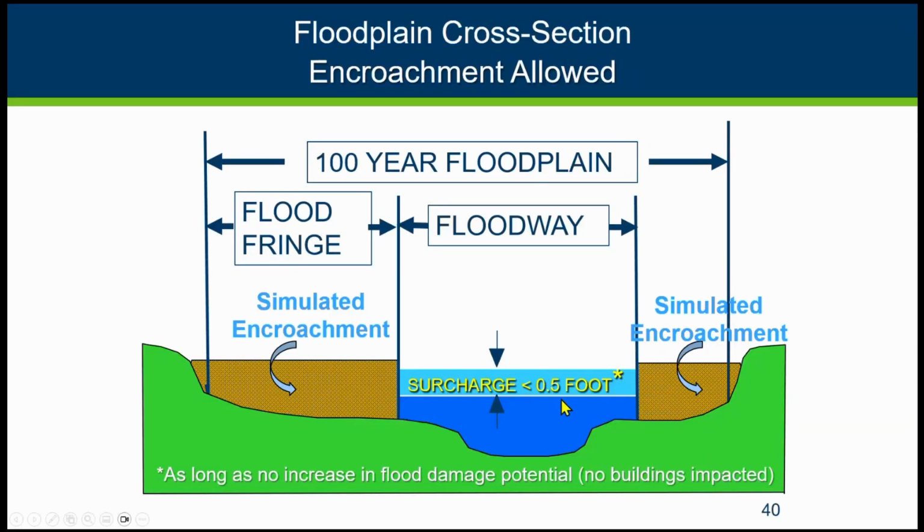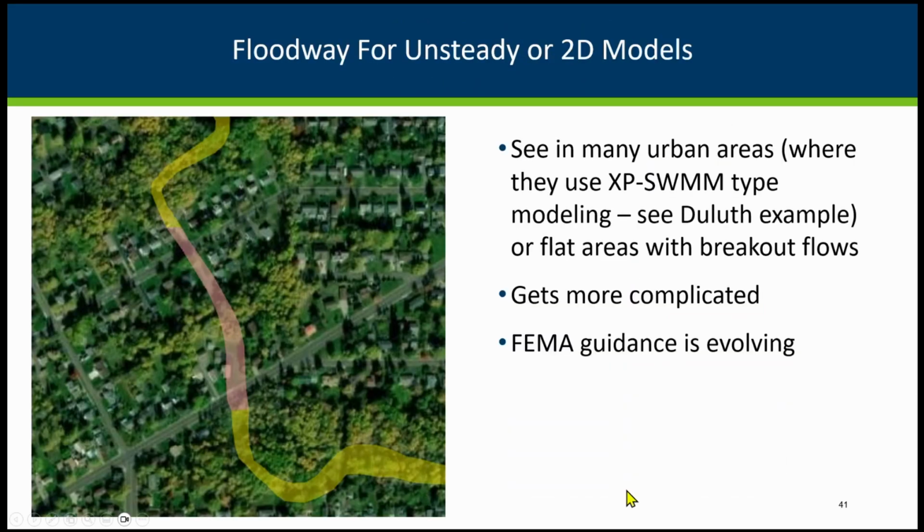And in Minnesota law, right from the beginning, we limited it to half a foot. And we've got wording that says you can't increase flood damage potential, which we interpret as it can't impact any existing buildings. So if there's already existing buildings in or right next to the floodplain, you can't cause any rise. And so they get that calculated and put that into the study and the information in that floodway data table I was showing earlier.